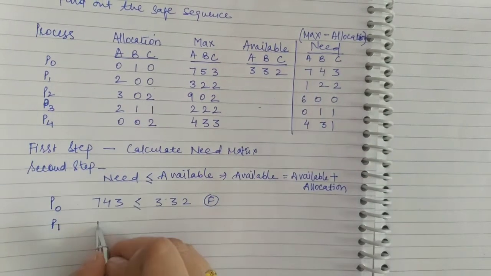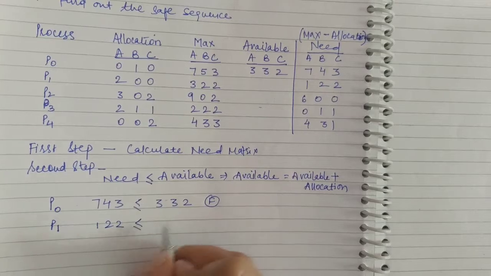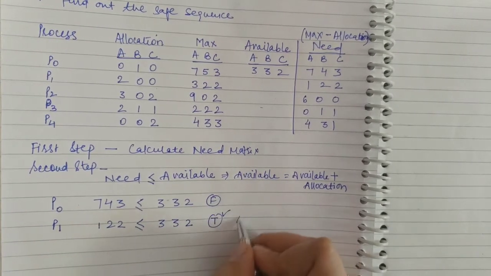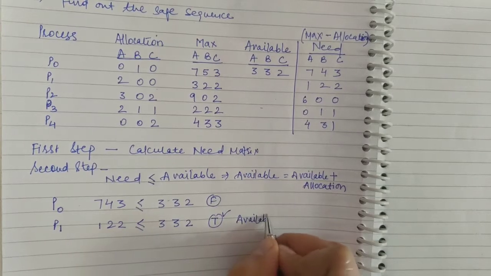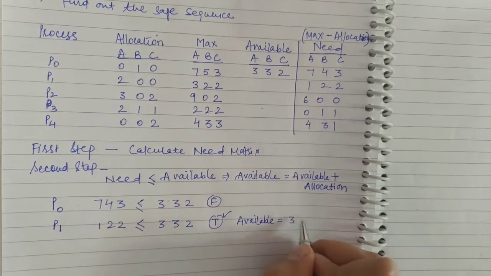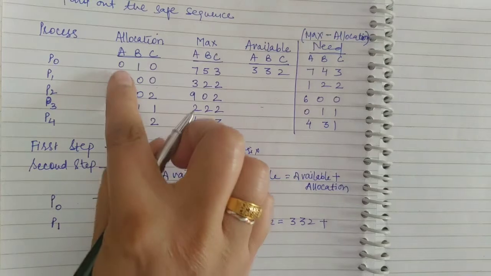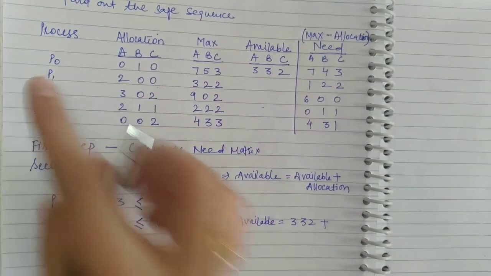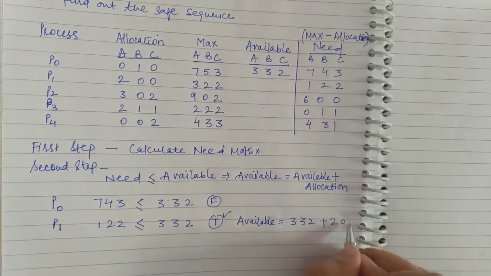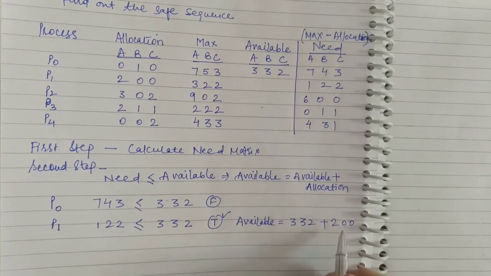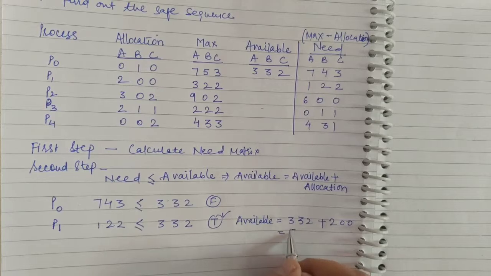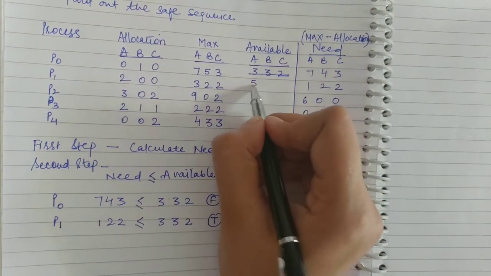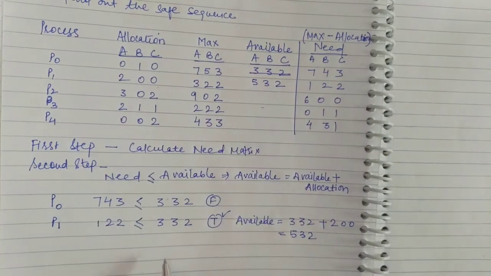P1 need is 122 and it is less than 332. Yes, this is true. So we will update the available. Available value will become the present available value plus the allocation given to this process P1. Allocation was 200. We'll take these resources back and it will become 532. So it is 532 now available.